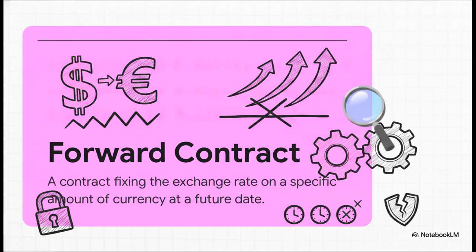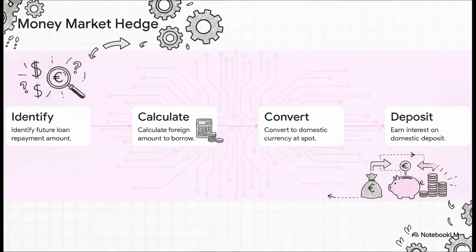The contract has to be exercised on a very specific, fixed date. The rate the bank offers might not be all that attractive, and because it's a direct agreement between two parties, you take on what's called counterparty risk in case the other side defaults. But what if you don't want to use a forward contract? Well, you can mathematically manufacture your very own forward rate using something called a money market hedge.